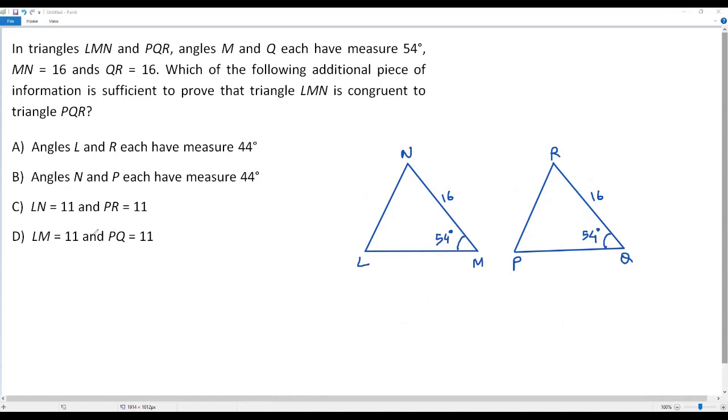Now let's consider the information in answer choice D, that is, LM equals 11, PQ equals 11. Now we have SAS, that is side angle side. Let's consider the second triangle, that is SAS, side angle side. We know that SAS is a triangle congruence postulate, and we have the same triangle congruence postulate in both triangles. Using the information in answer choice D, we can prove the two triangles LMN and PQR are congruent. The correct answer choice for this question is D.